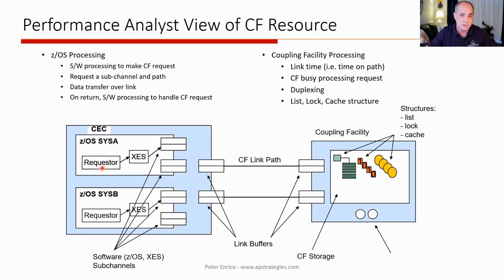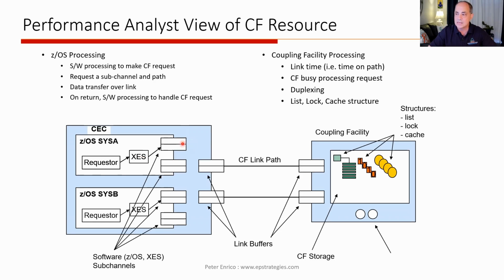Now, when the requester makes a request to a structure, it never talks to the coupling facility directly. Instead, it communicates with a component of the operating system called XES, or SES, as they call it. XES is responsible for the interface to the coupling facility. So the requester makes the request, it goes to SES, and then SES eventually passes it off to the coupling facility, which at that point basically becomes a hardware request.